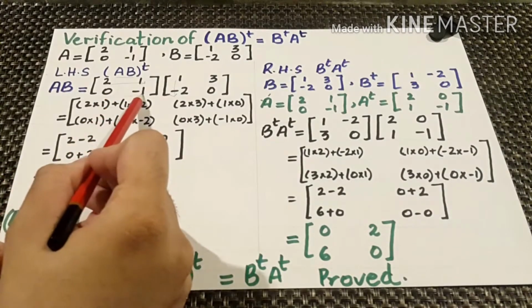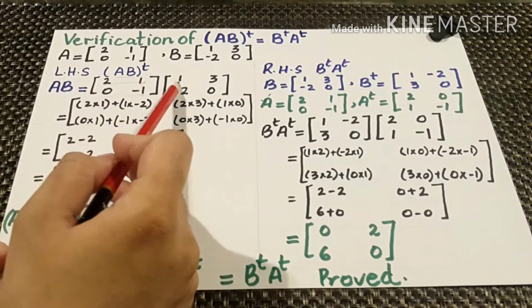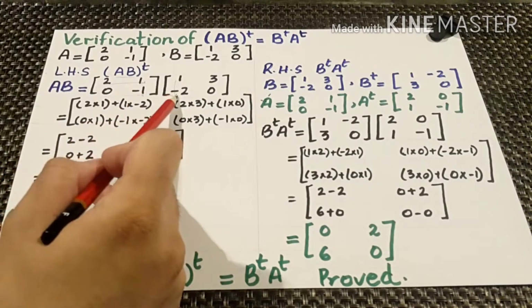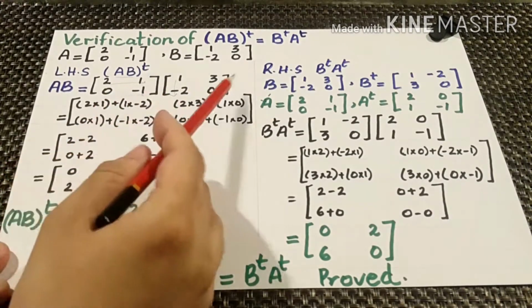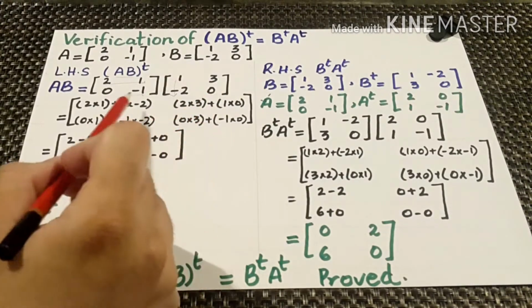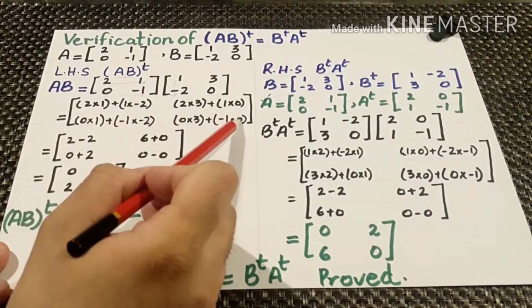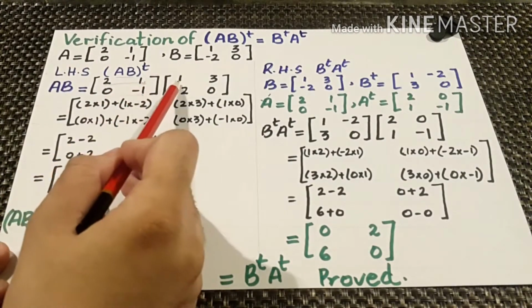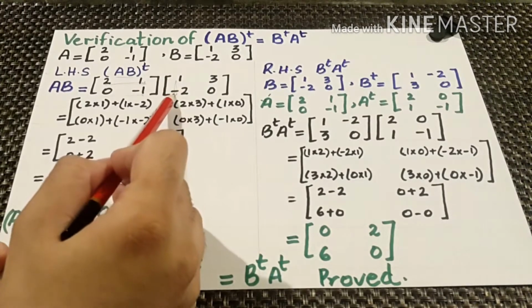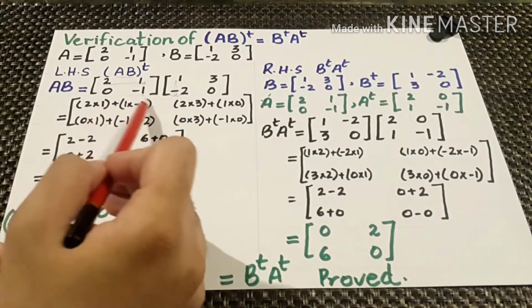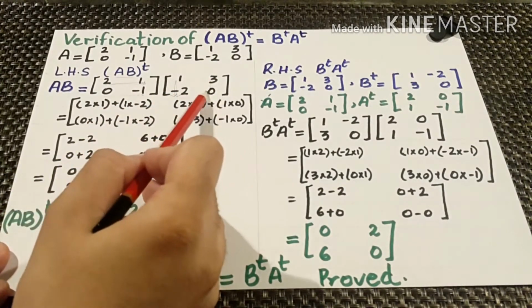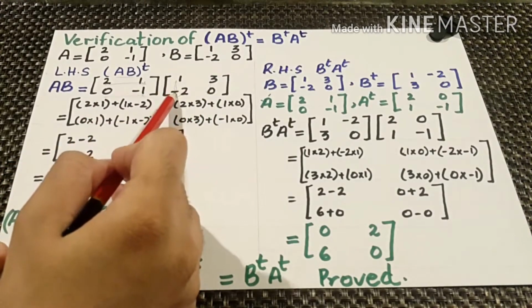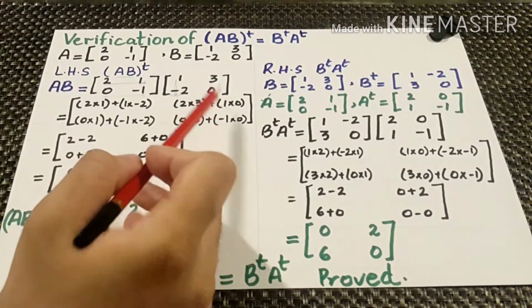Similarly, the second row, 0 with 1, 0 multiplied by 1 plus minus 1 with minus 2. Then 0 with 3 plus minus 1 with 0. These values in the rows will be multiplied with the values in the column 1 first, then with column 2, then row 2 will be multiplied with column 1, then column 2.